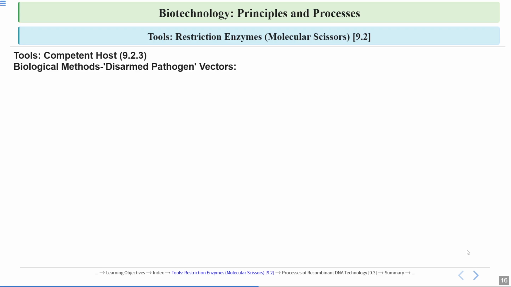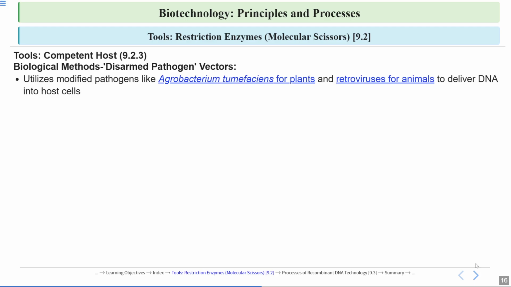We have studied the chemical method and the physical method, now it's time for the biological method. For this biological method we can use a disarmed pathogen. What is a pathogen? A pathogen is something that causes disease. A disarmed pathogen is one whose ability to cause disease has been altered, so it can still go inside what it infected earlier, but now it cannot cause any disease. It got disarmed.